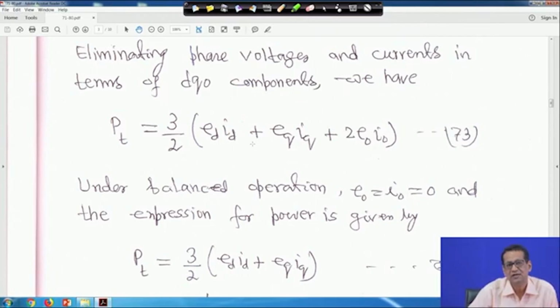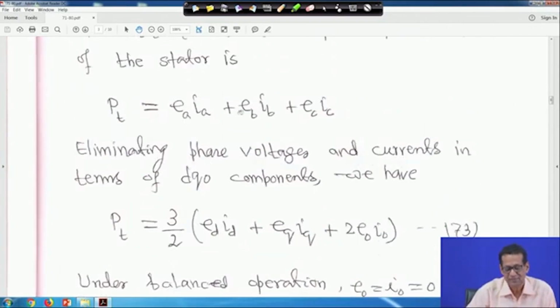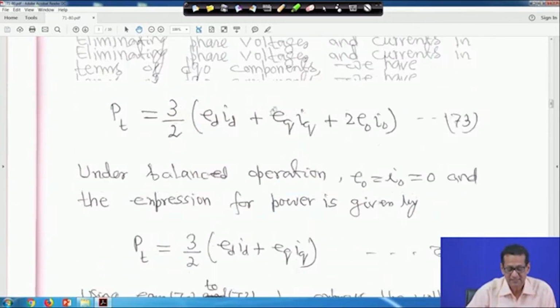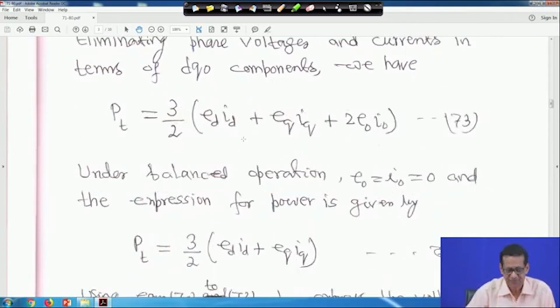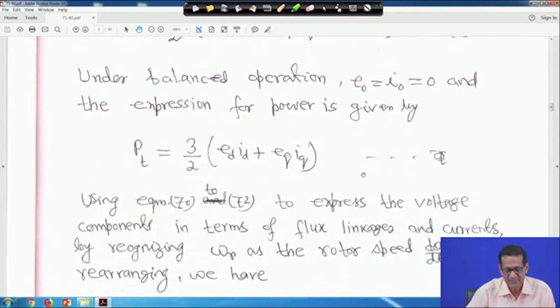It will be 3/2 into Ed plus Eq plus 2E0. After making all this, substitute everything and simplify, then only you will get this one. And under balanced operation E0 is equal to 0. Therefore, the expression for power is given by 3/2 (Ed Id plus Eq Iq), right.